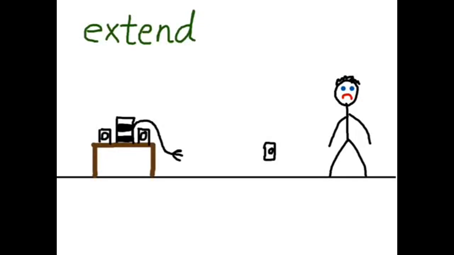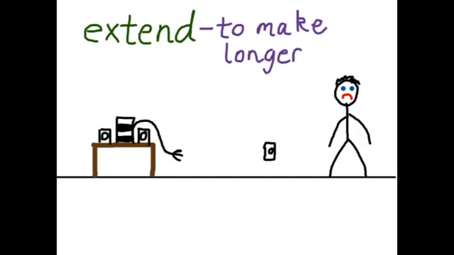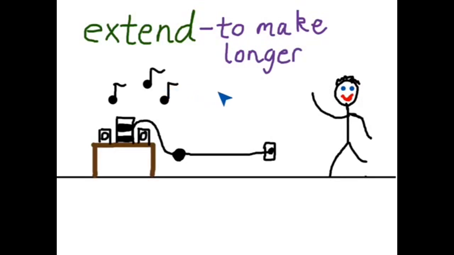So today we're going to talk about extended multiplication facts. And the first thing we need to do is define the word extended or extend. Extend means to make longer. So for example, this poor guy wants to listen to music, but his stereo cord is not long enough to plug in. So he would need to extend the cord or use an extension cord, and then he would be in business.